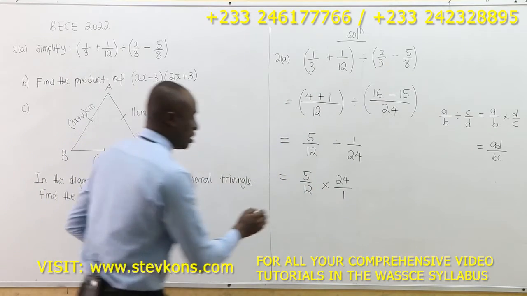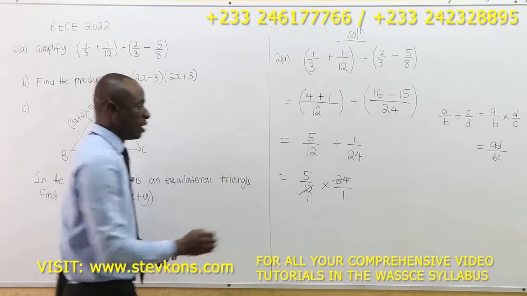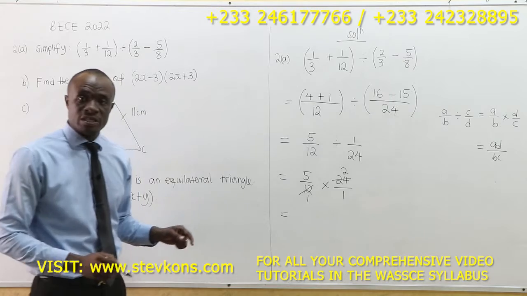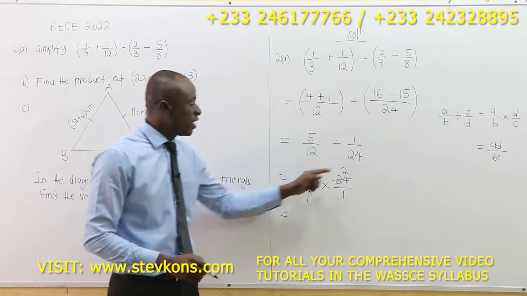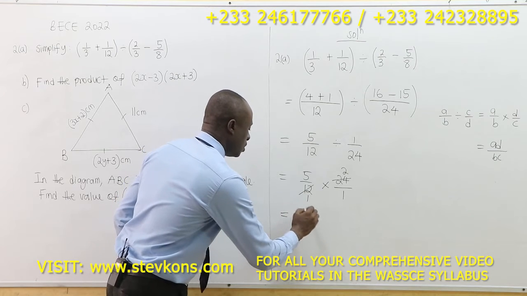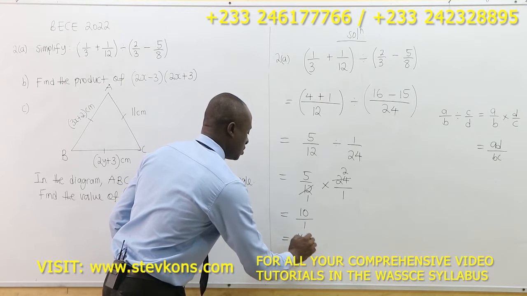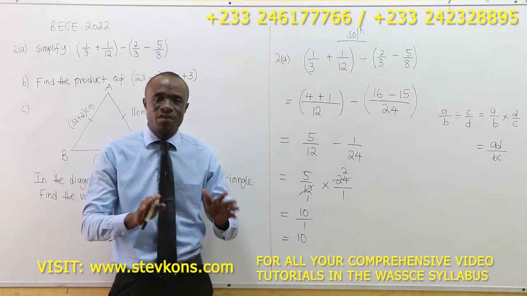Now, 12 will go into 24 how many times? 2 times. Now, numerator times numerator, denominator times denominator. So 5 times 2, that's 10, and 1 times 1 is 1. So this is equal to 10. Isn't it easy? Very, very easy.